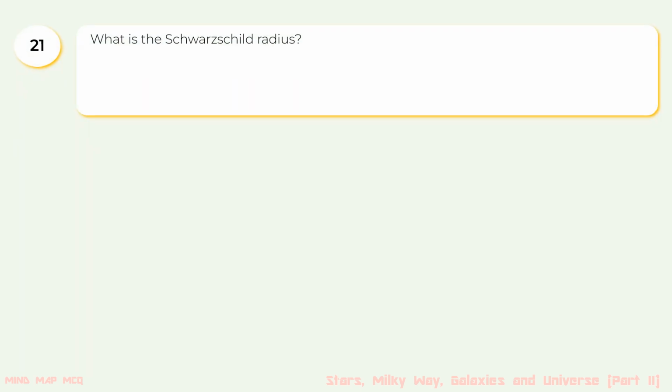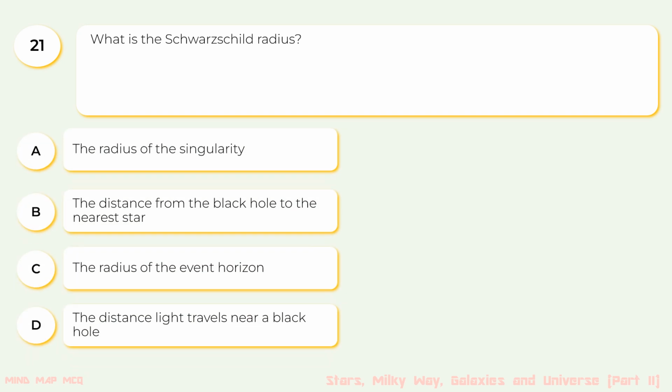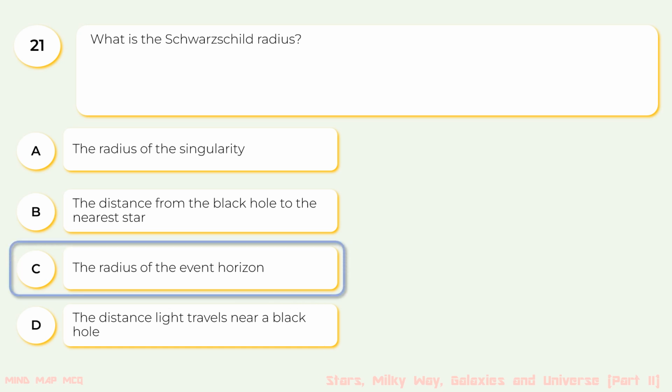21. What is the Schwarzschild radius? The options are A. The radius of the singularity, B. The distance from the black hole to the nearest star, C. The radius of the event horizon, or D. The distance light travels near a black hole. The correct option is C. The radius of the event horizon.